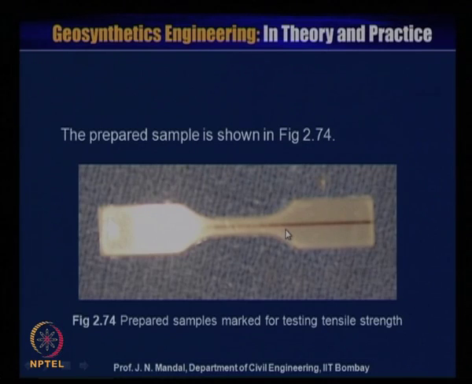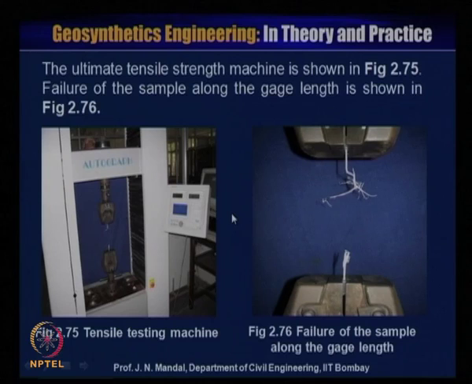So this is the sample, and the prepared sample is shown in this figure. This is the prepared sample for testing for the tensile strain. This is the universal testing machine, and this test has been conducted, and you can see the failure of the sample along the gauge length. The ultimate tensile strain machine is shown. The failure of the sample along the gauge length is also shown.